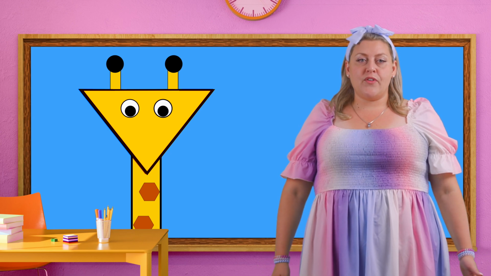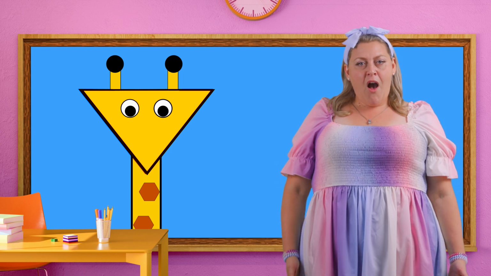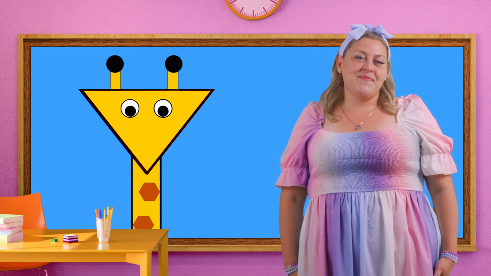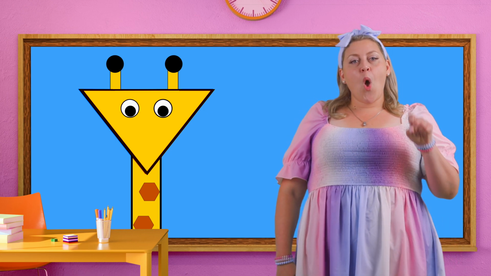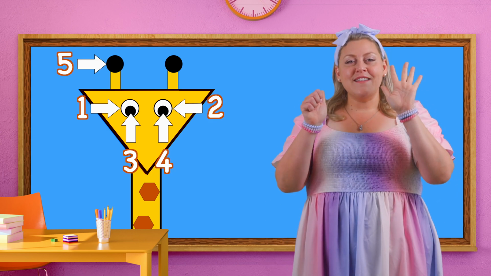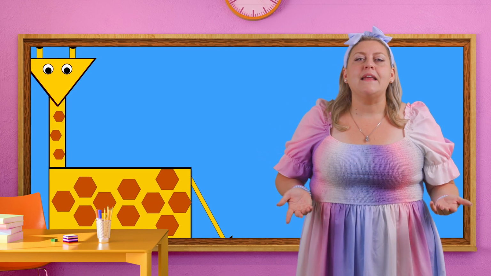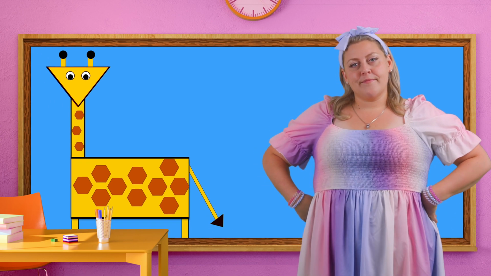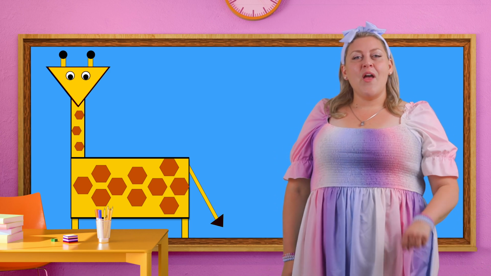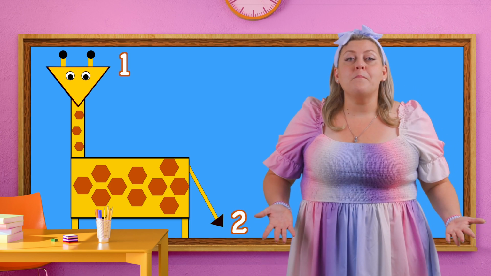How many circles do you see? 6? You see 6 circles? Oh, that's right. I see 6 circles too. Let's count them together. 1, 2, 3, 4, 5, 6. How about the triangles? How many can you see? 2? Me too. Let's count them together. 1, 2. 2 triangles. We have one more shape left.